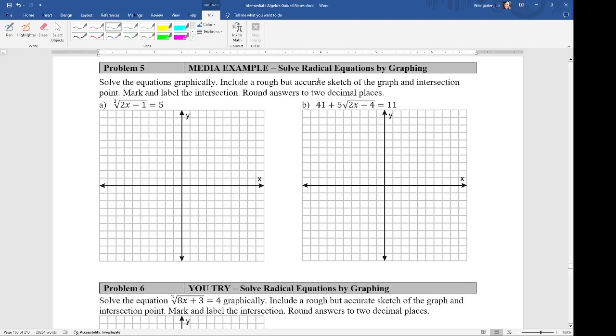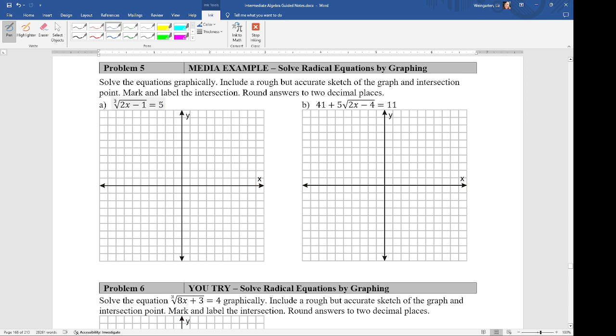In problem 5, we're going to start solving radical equations. The first way that we're going to solve radical equations is by graphing. So to graph these, you're going to graph one side of the equation and then graph the other side of the equation and see where they meet up.